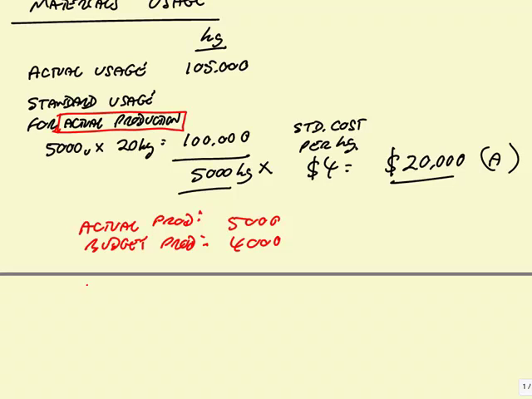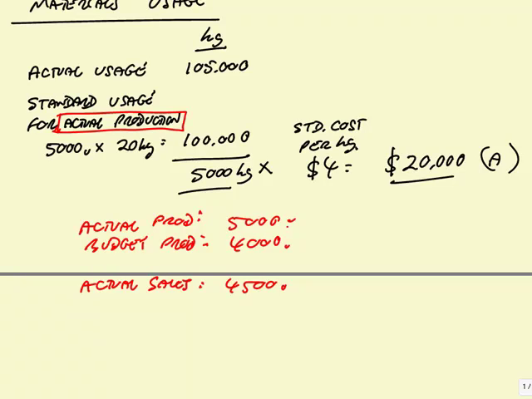He may have told you sales as well. He may tell you our actual sales were only 4,500 units. Well, again, for this, it's irrelevant. I don't care how many were sold, the rest would be in inventory. But for your materials variance, always you're comparing with what you should have used for your actual production. All right? So be careful.